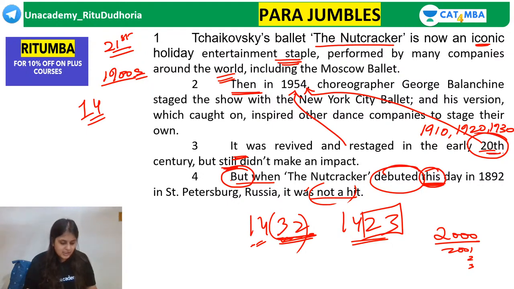1-4-3-2. Correct. Chronologically, it will be 3-2. Logically also, if you look at it, it was not a hit. It still didn't make an impact. And then finally, it made an impact. So 3-2 has to be your answer.